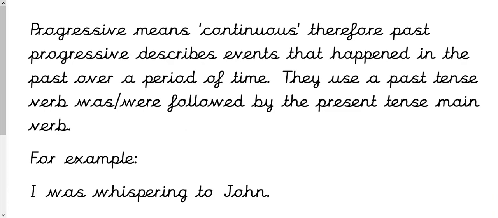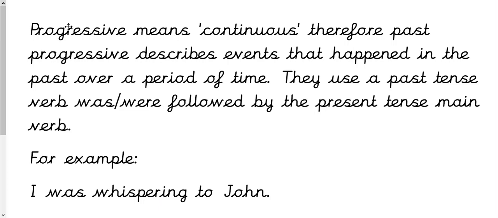Okay, so first of all then, progressive means continuous. So if progressive means continuous, then past progressive describes events that happened in the past over a period of time. So they use a past tense verb, either was or were, followed by the present tense main verb. So for example, I was whispering to John. Okay, so we've got the verb was, and then we've got the present tense verb of whisper, which is whispering.